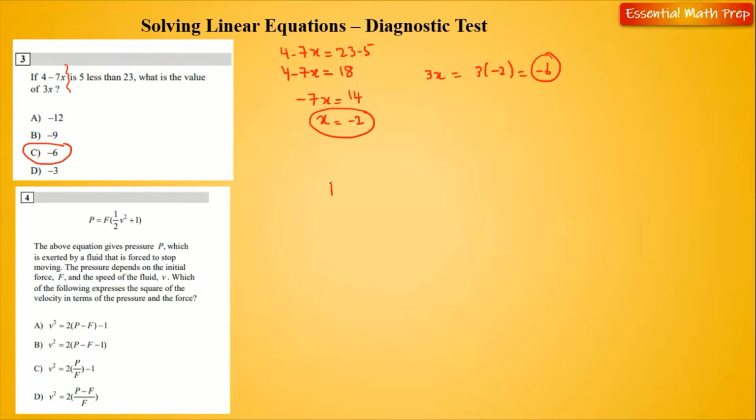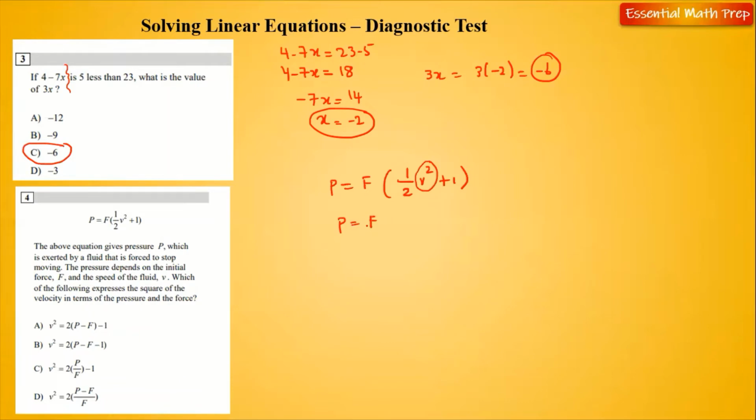P equals F times 1/2 V squared plus 1. There's a lot of things here, but it's essentially asking which of the following expresses the square of the velocity in terms of pressure and force. So essentially you want this term to be on the left side and everything else has to go to the right side, right? So what's the best way to do it? You have P equals F.